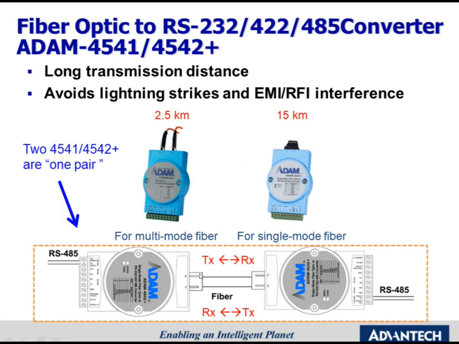The last one is the fiber to RS485 converter. The advantage of using fiber is that it can provide long distance transmission and prevent lightning and EMI/RFI interference. We have multi-mode fiber and single mode fiber modules. The difference between these two modes is that single mode fiber can provide a longer transmission distance, which is 15 kilometers.